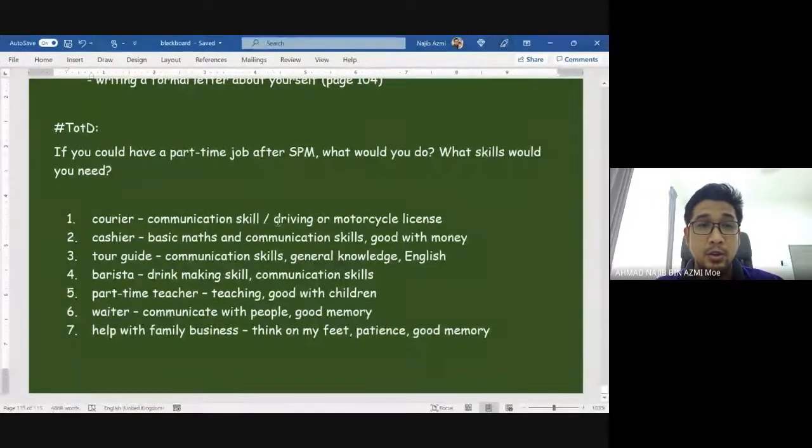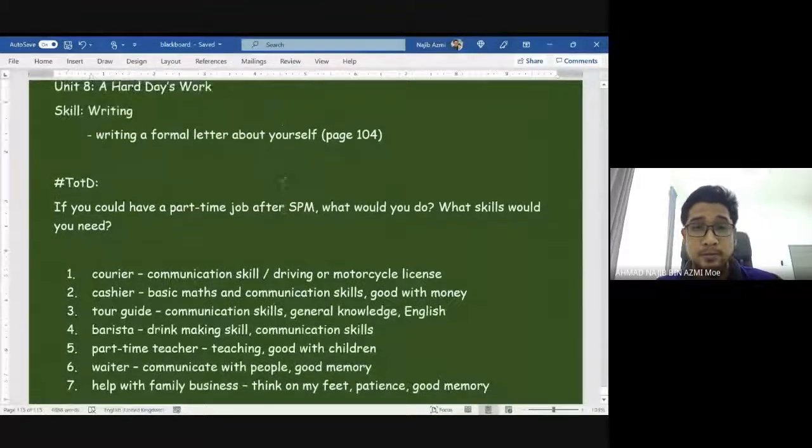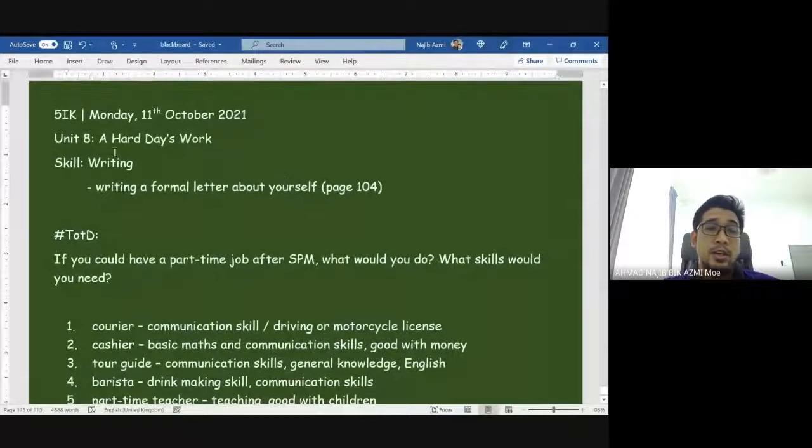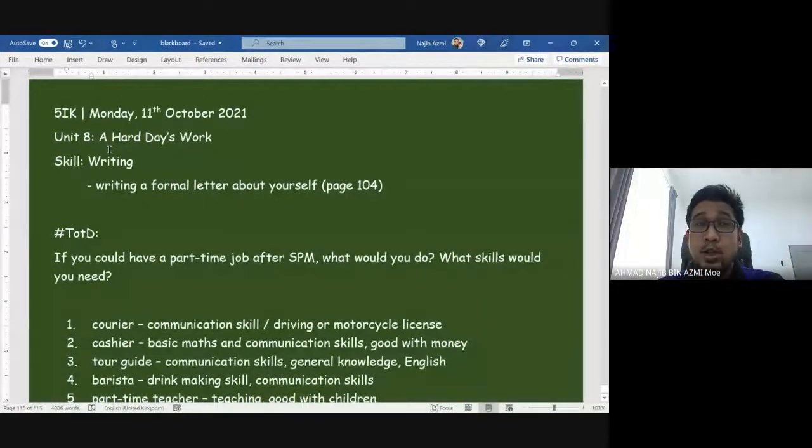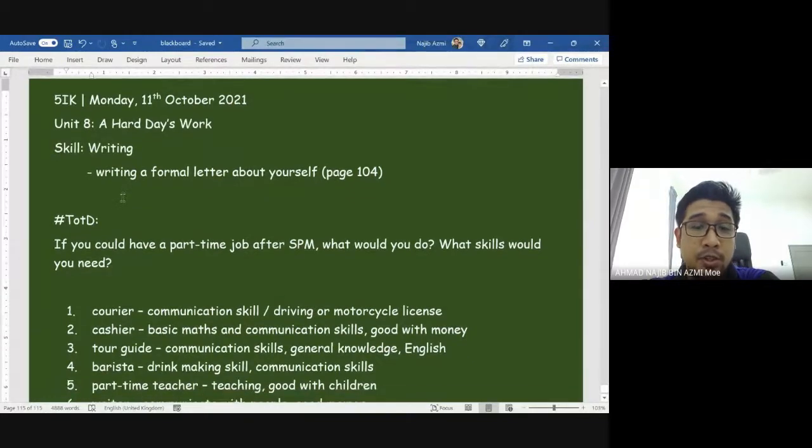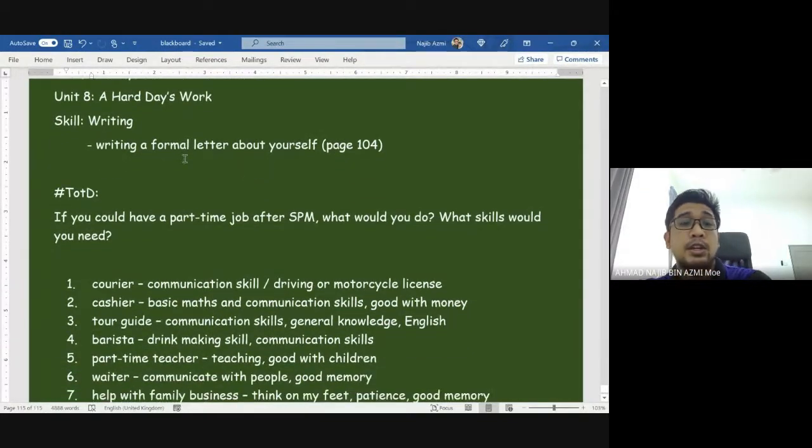Let's take a look at what we are going to learn today. We are still in Unit 8, A Hard Day's Work. We finished our vocabulary as well as grammar for Unit 8, but there is one skill left, which is writing. And today we are going to learn how to write a formal letter about yourself.